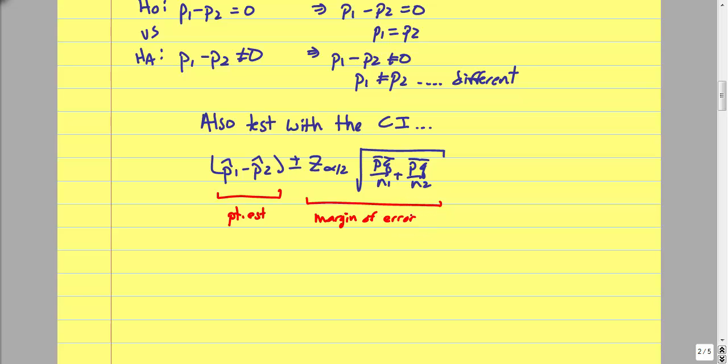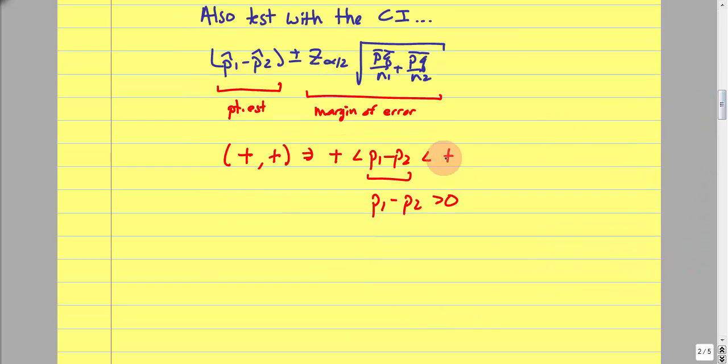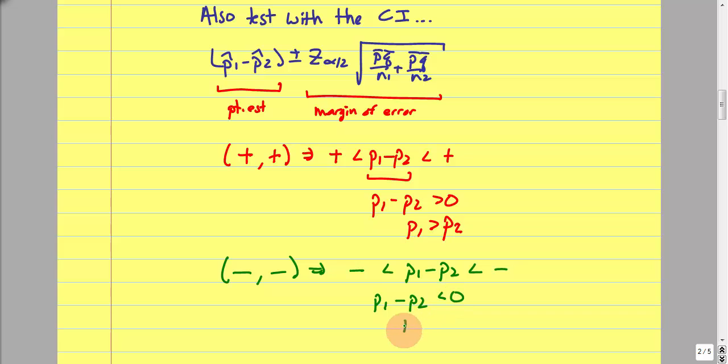If we end up with a confidence interval that's all positive, some positive number to some positive number, in confidence interval form it would be a positive number less than P1 minus P2 less than some other positive number. What that's telling me is this difference is always positive. So P1 minus P2 would be greater than 0, because I have positive values here. I'd add the P2 across, and I would end up with P1 greater than P2. So if the confidence interval is all positive, the difference is positive, and when I solve for the difference, P1 is greater than P2. Now, when I have a confidence interval that's all negative, a negative value to a negative value, that's telling me the difference is always negative. So P1 minus P2 is less than 0. I'd add the P2 across, and this tells me that P1 is less than P2.